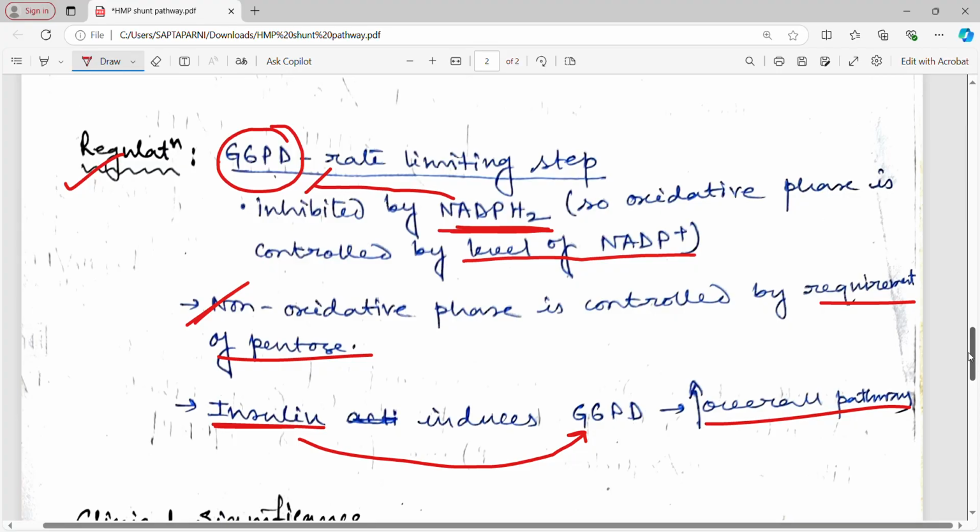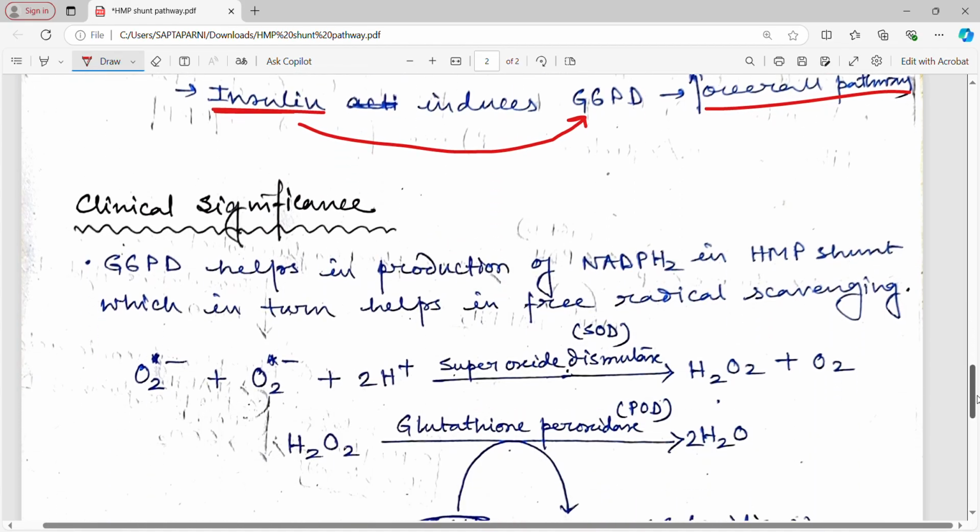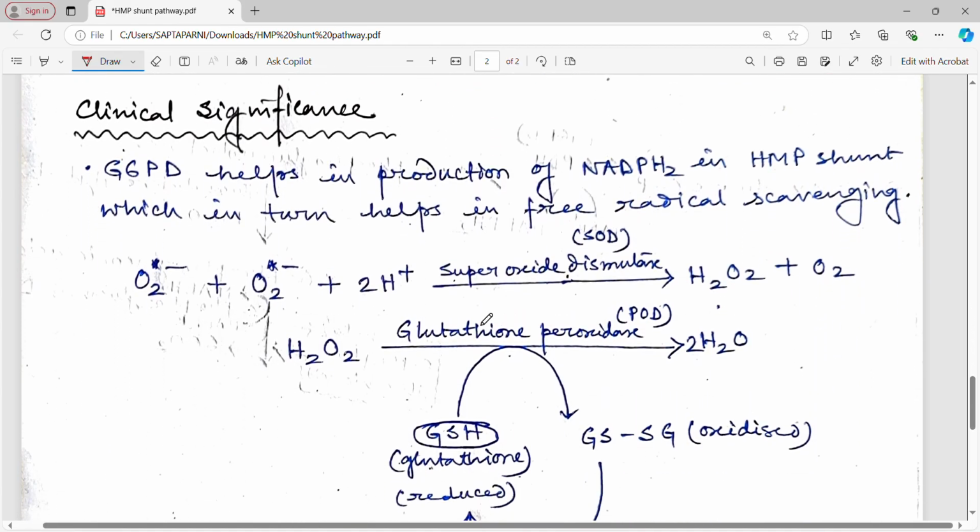Now, the most important thing about this lecture is the clinical significance of G6PD and the pathway. I have told you G6PD is the rate limiting enzyme here, and it helps in the production of NADPH2, because if G6PD is not working, the pathway will not occur and NADPH2 will not form. And this NADPH2 in turn helps in free radical scavenging.